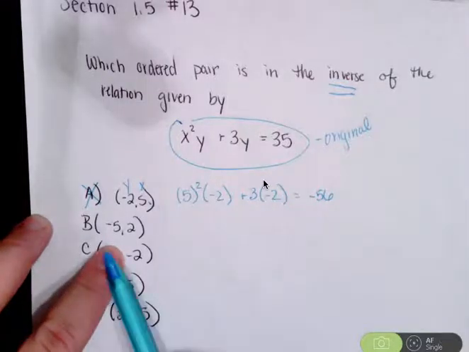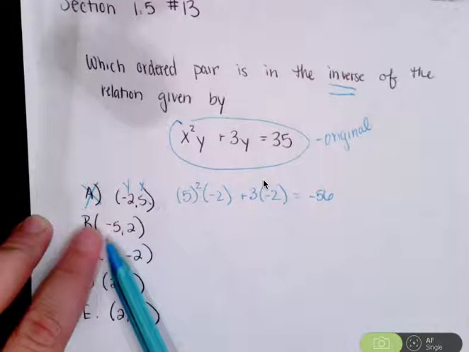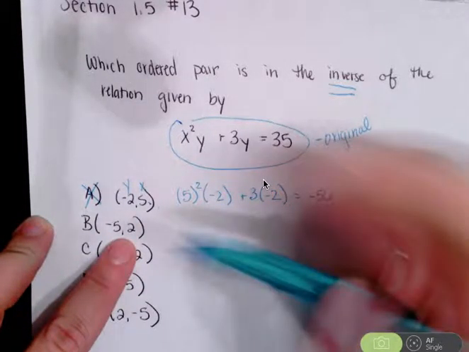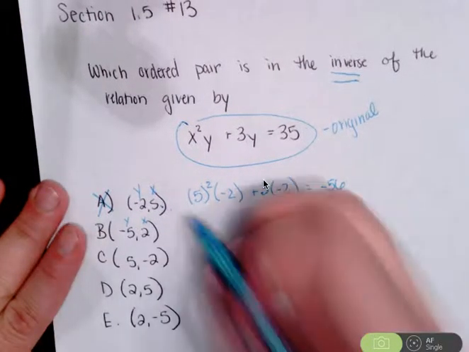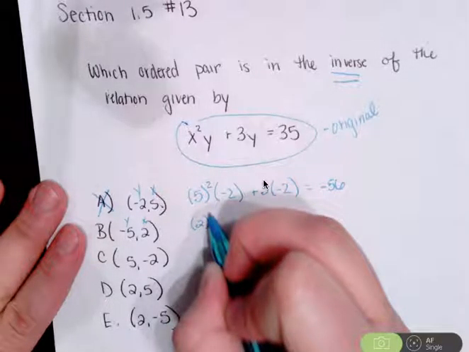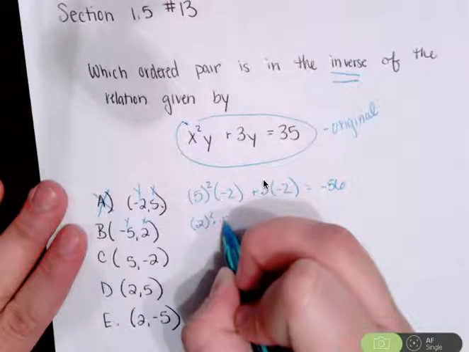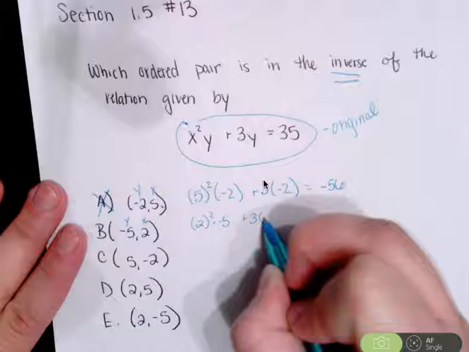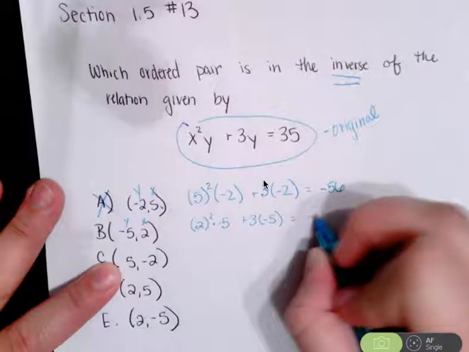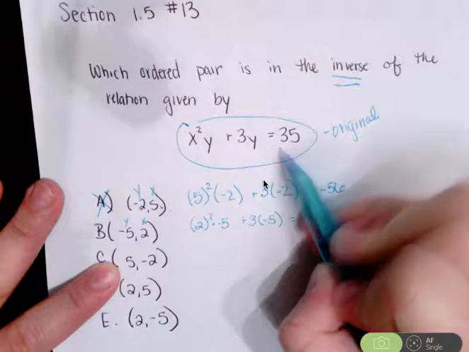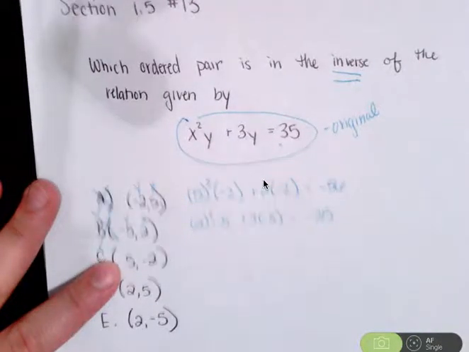Again, you do the same thing. Well, in my inverse, this is my x and this is y. So in my original, they'd be switched. This would be my y, this would be my x. So I'm going to plug those in. I'd get 2 squared times -5 plus 3 times -5. Well, that's actually equal to -35, which is not 35. So B does not work.